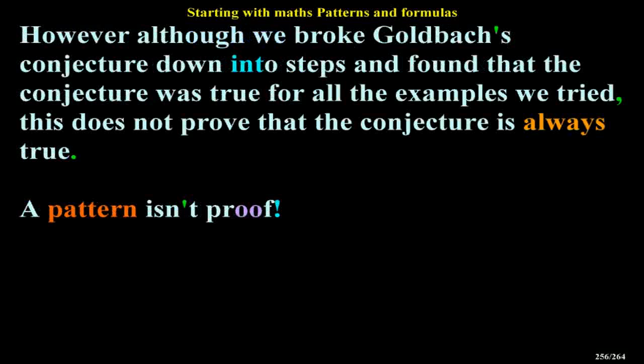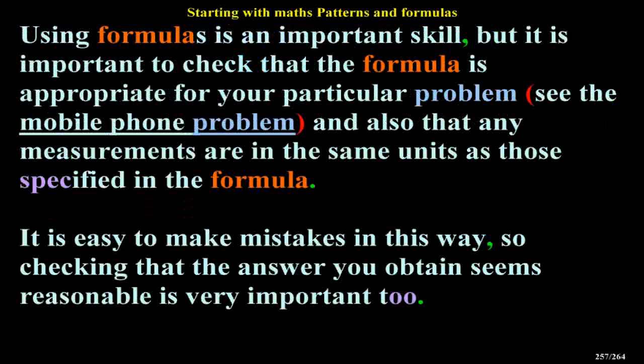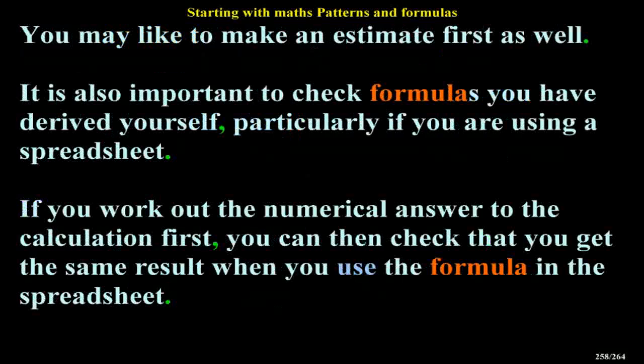However, although we broke Goldbach's conjecture down into steps and found that the conjecture was true for all the examples we tried, this does not prove that the conjecture is always true. A pattern isn't proof. Using formulas is an important skill, but it is important to check that the formula is appropriate for your particular problem. See the mobile phone problem. Also check that any measurements are in the same units as those specified in the formula. It is easy to make mistakes in this way, so checking that the answer you obtain seems reasonable is very important too. You may like to make an estimate first as well.